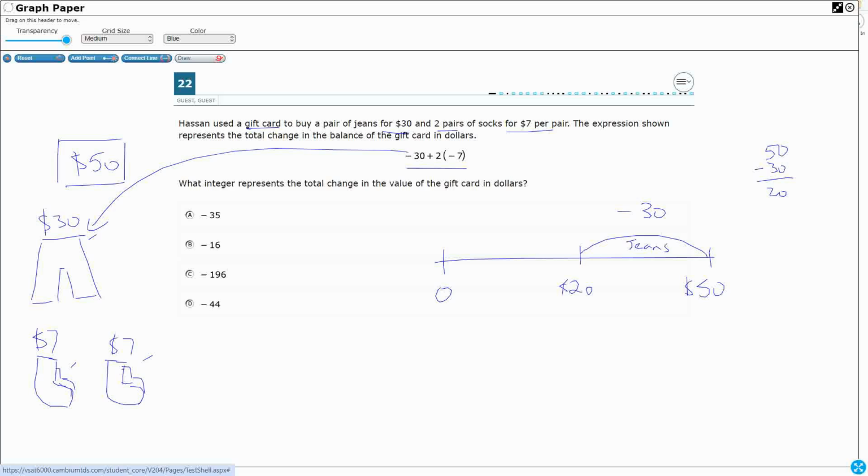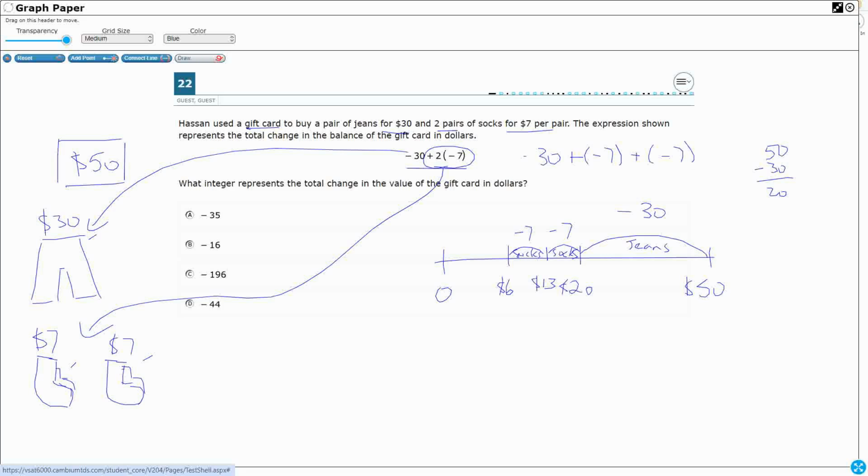Now I need to buy 2 pairs of socks, $7 each. So I'm going to take 2 jumps that are going to go minus 7, so that's $13. And then another jump, minus 7. Now I'm at $6. And these are each of the pair of socks. Now, how we represent this in the expression is this right here. So I've got 2 times negative 7. So if I wanted to, I could say negative 30 plus negative 7 plus negative 7.